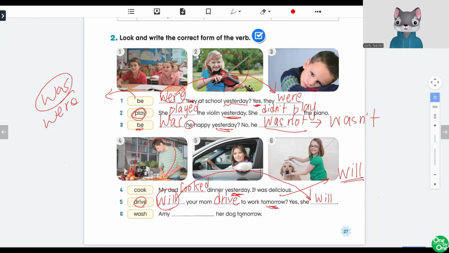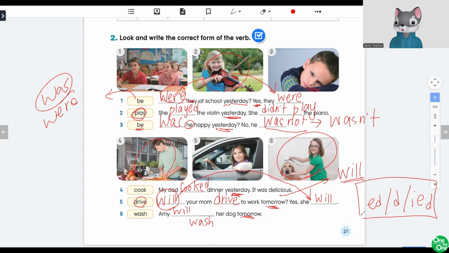Fantastic. Next one, tomorrow. This is the last question of today. Amy, what does she do? What will she do tomorrow? Amy will wash. Fantastic. That's the correct answer. So you really need to remember, guys. Remember to use an ED or a D or an IED depending on the word you see in front of you. Now, please revise this and I'll see you next time.